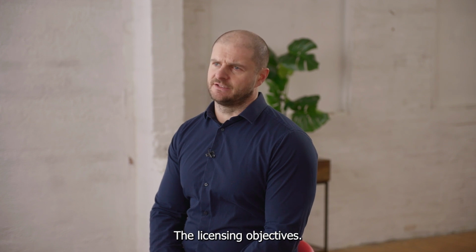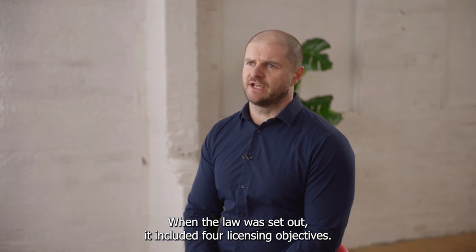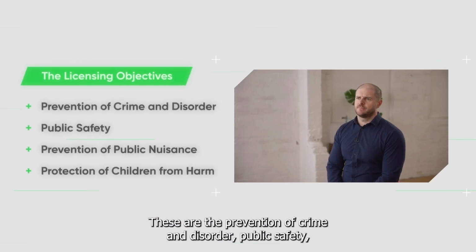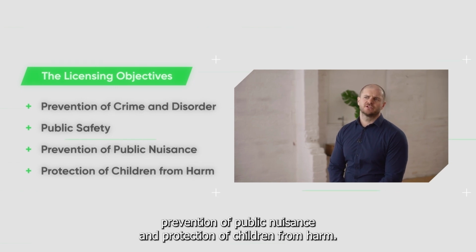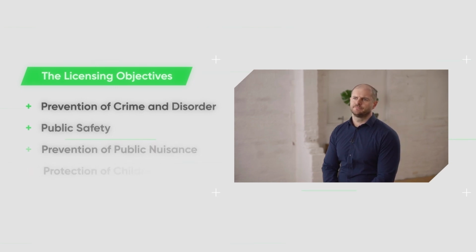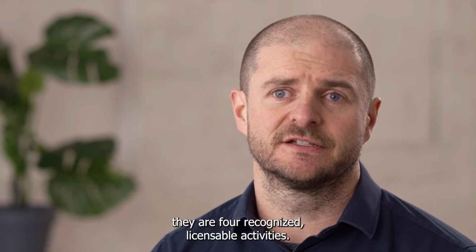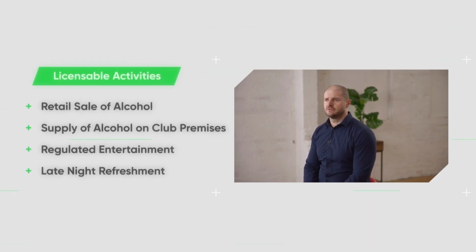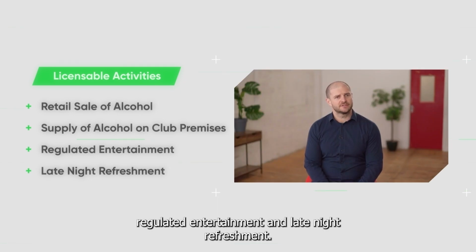The licensing objectives. When the law was set out, it included 4 licensing objectives. These are the prevention of crime and disorder, public safety, prevention of public nuisance, and protection of children from harm. Under the Act, there are 4 recognized licensable activities. These are retail sale of alcohol in a club premises, regulated entertainment, and late night refreshment.